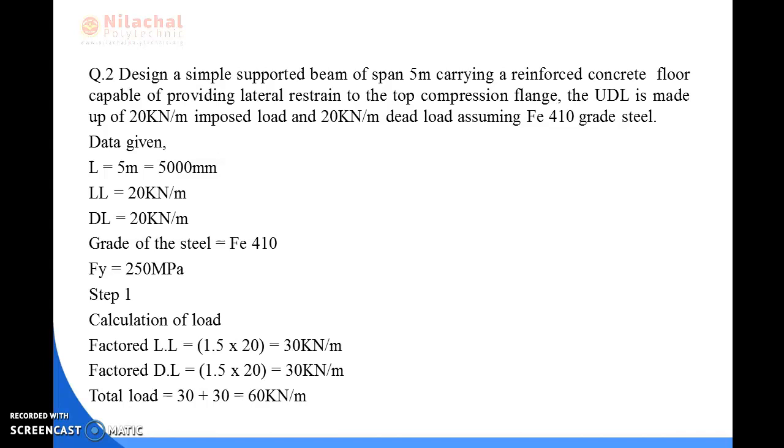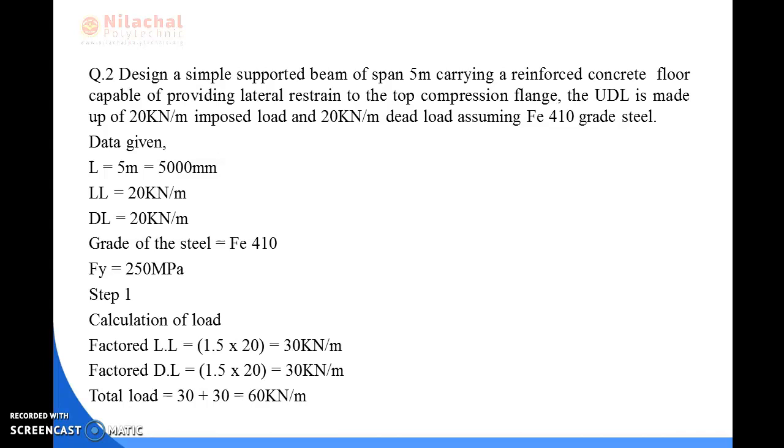So here the question is: design a simply supported beam of span 5 meter carrying a reinforced concrete floor capable of providing lateral restraint to the top compression flange. The UDL is made up of 20 kN per meter imposed load and 20 kN per meter dead load, assuming Fe410 grade steel. So this is your question.